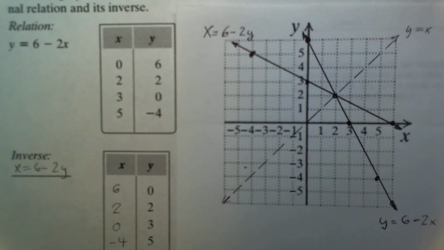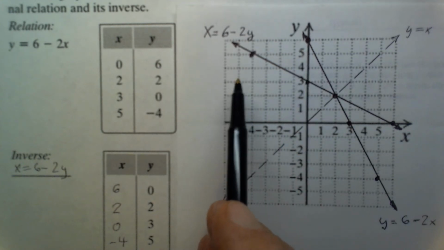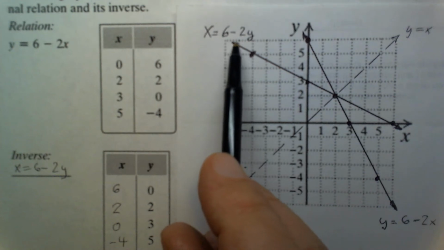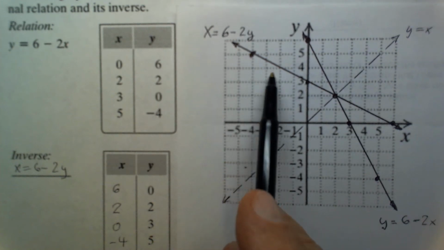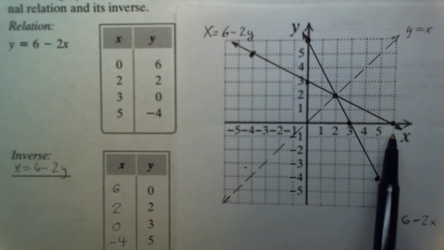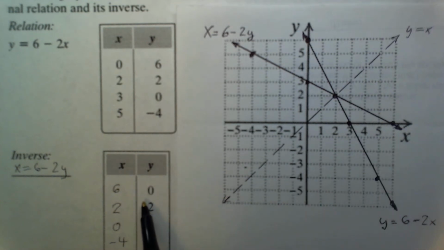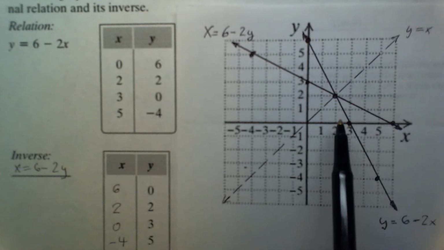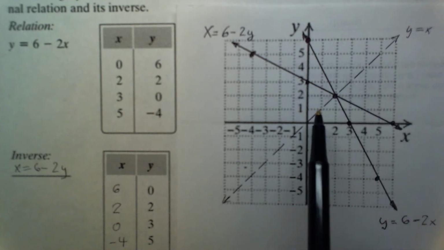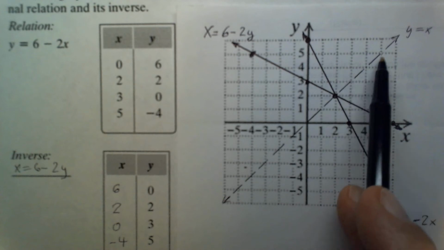So in this continuation now, we graphed the inverse relationship where the original function, original relation y equals 6 minus 2x is represented by this line here. And then the inverse relation is x equals 6 minus 2y. It's this line here. So we simply use the ordered pairs to graph these lines. And we can see that these lines are symmetric about the line y equals x.